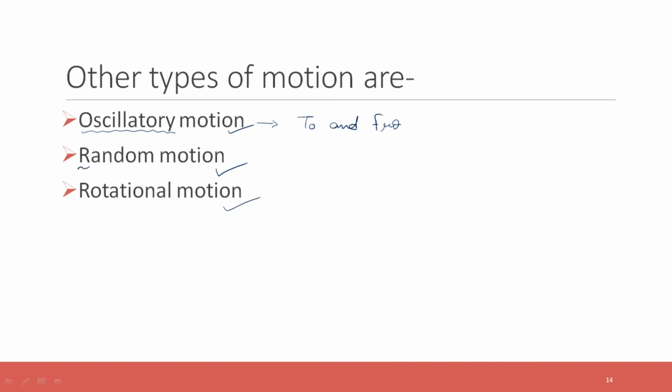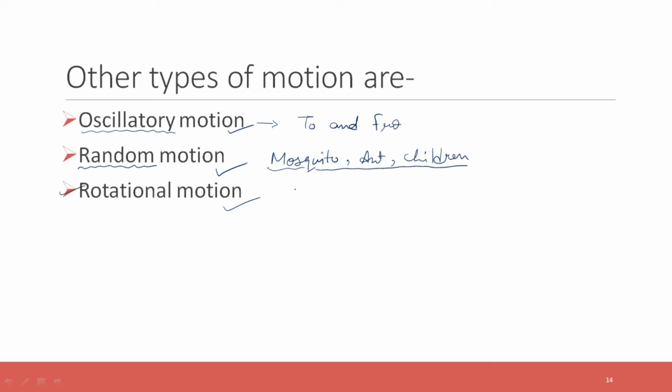Random motion. When we were talking about the motion of mosquitoes in the house, or the motion of children or ants, they were moving randomly in all different directions. There was not a symmetry in the motion. They are not moving in a particular direction. They were moving in all directions. So such types of motions are known as random motion.